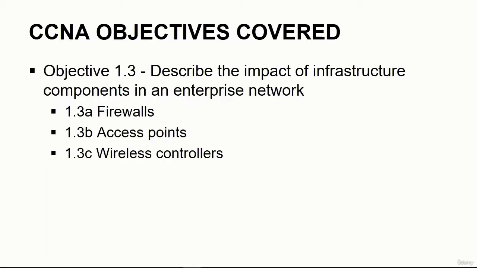In this video, we are going to take a look at infrastructure components and their role and impact on the network. This video will cover CCNA Objective 1.3, describe the impact of infrastructure components in an enterprise network. The discussion will include firewalls, access points, and wireless controllers.